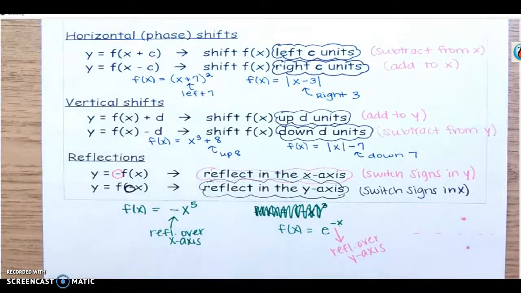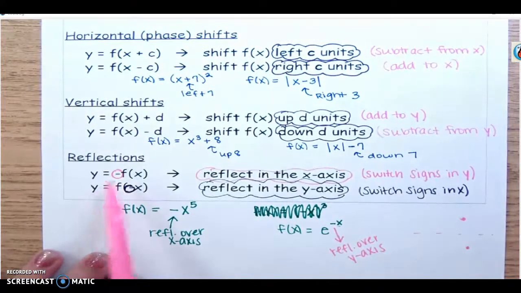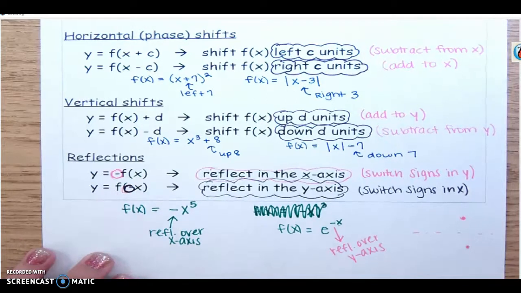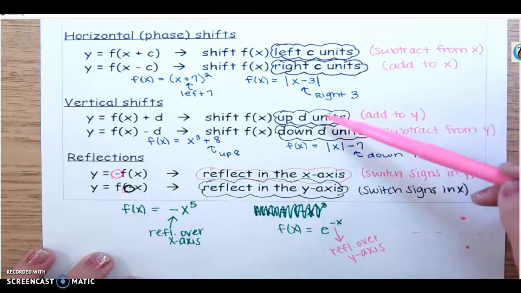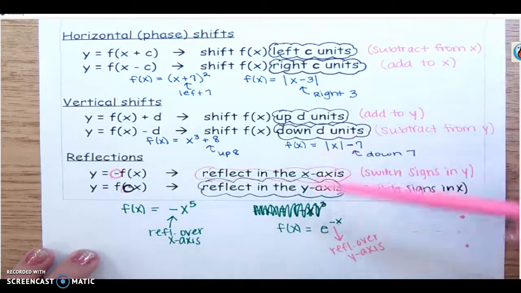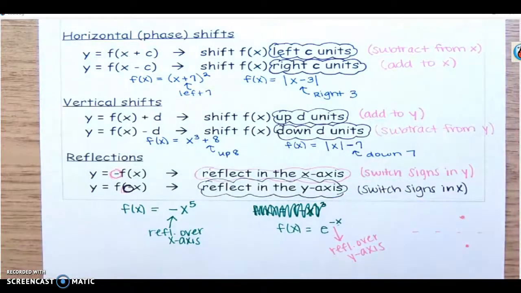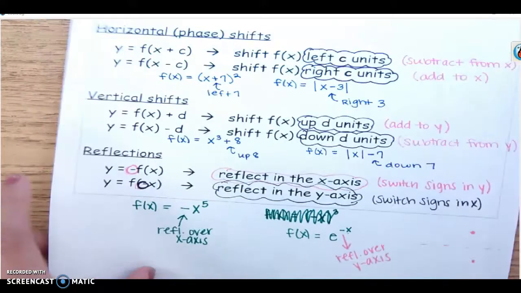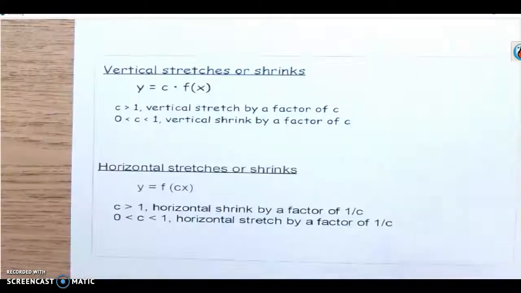Okay, so a way I remember this, x comes before y, so if the negative's out front, it reflects over the x-axis, and if it's the second one here in the inside, it reflects over the y-axis. So we have move left and right, up and down, and then we have our two reflections. So the other transformations that you need to know are when we have stretches or shrinks.